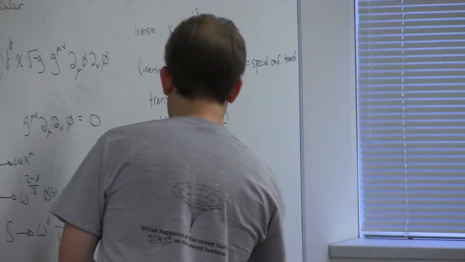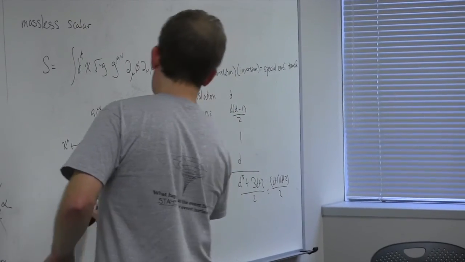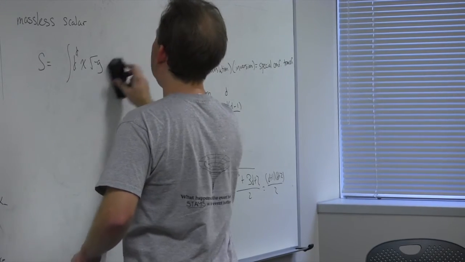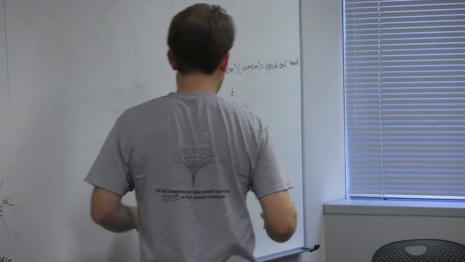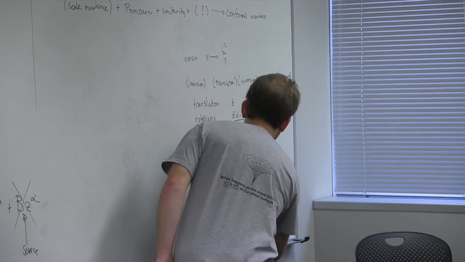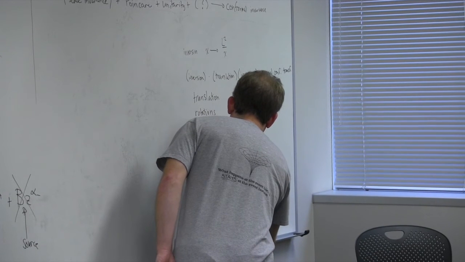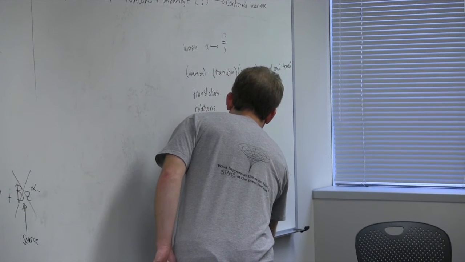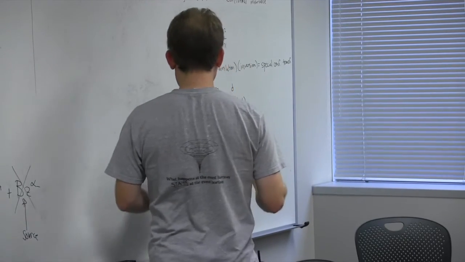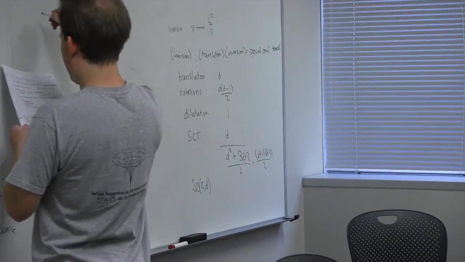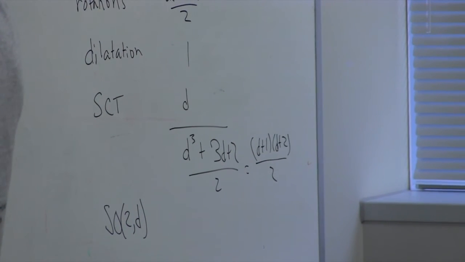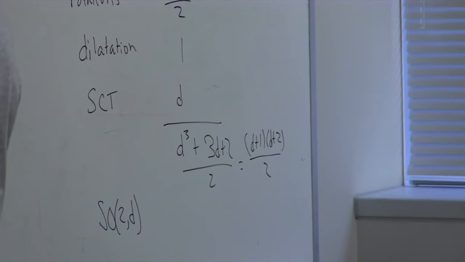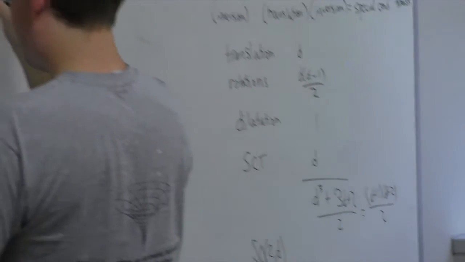And moreover, you can write down the generators and work out the algebra. And you'll find that this is SO(2,d) symmetry, which is consistent with that counting, right? So the generators are given by this.